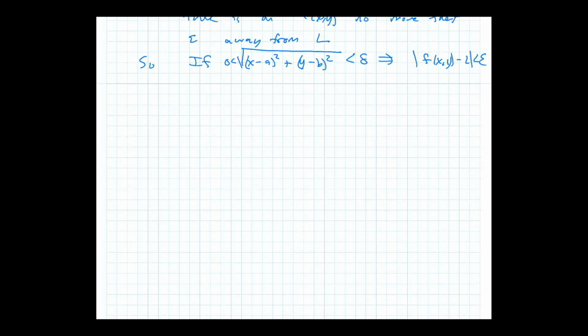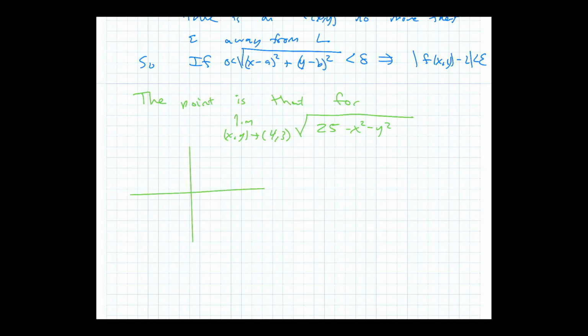And that's because of something like this. So why are they doing that? The point is that for something like this, the limit as (x, y) approaches (4, 3) of the square root of 25 minus x squared minus y squared, if you have that kind of function, then on the xy plane, I don't know why I'm drawing this all crooked, but I am, the domain of the function here goes out to 5, down to negative 5, up to positive 5, down to negative 5. That's the domain of this function. And the point (4, 3) is actually on the border here.